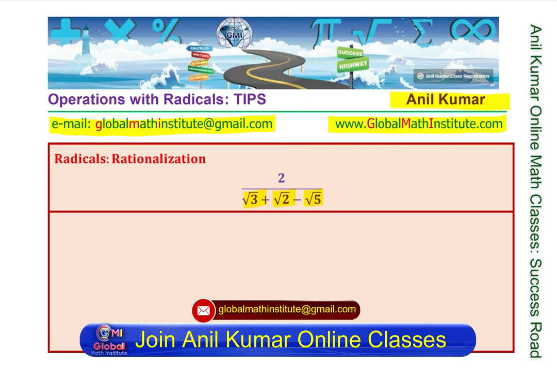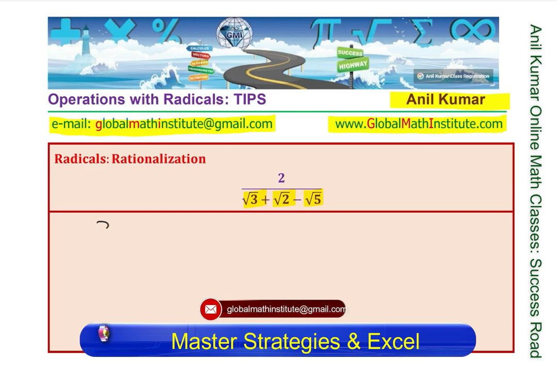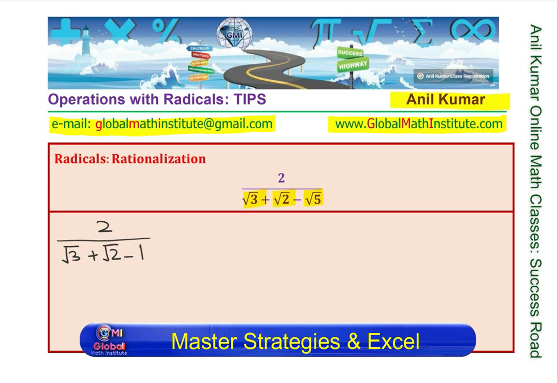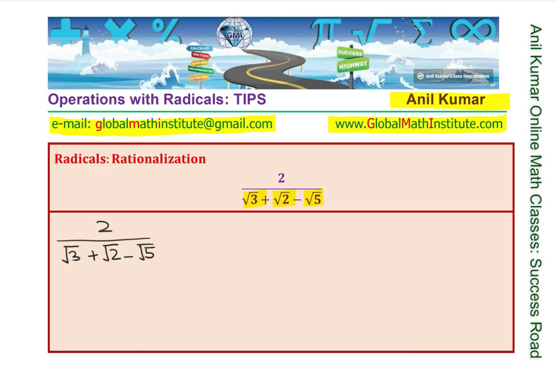Now let's see, how do we rationalize this? We are given 2 over the three terms in the denominator, radicals, square root 3 plus square root 2 minus square root 5. Now to rationalize, what should I do? Well, I know how to rationalize when two terms are there. We multiply and divide by the conjugate. So let us think in a similar fashion.